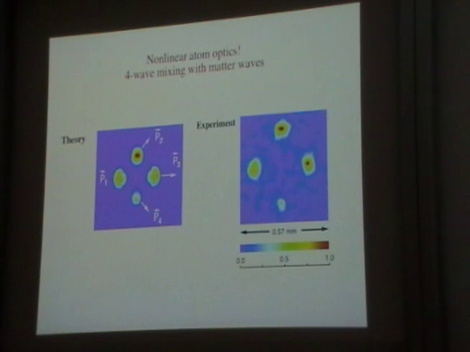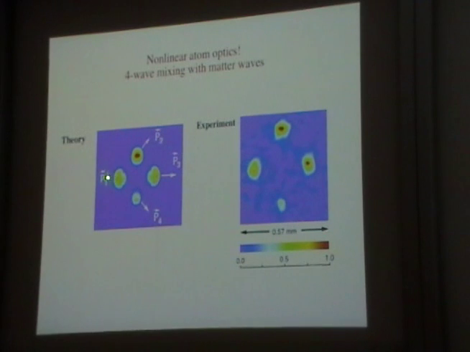So we did the experiment. We put the atoms in a superposition of three different momentum states using this Bragg diffraction technique. And these were the three different initial momentum states. And what we saw when we did that just right, so that we satisfied both energy and momentum conservation, which is equivalent to phase matching for an optical system, is that we saw a fourth matter wave coming out with the right momentum state.